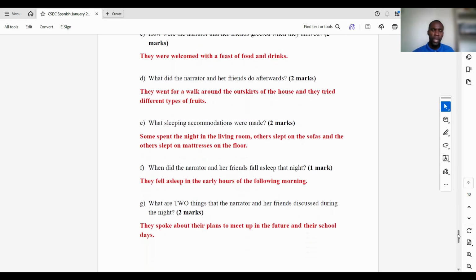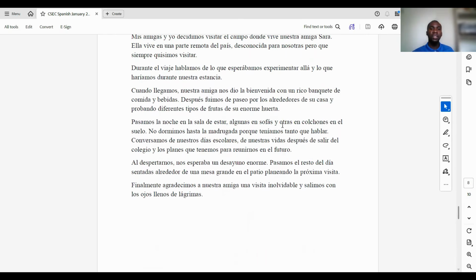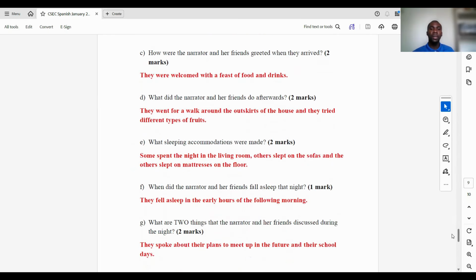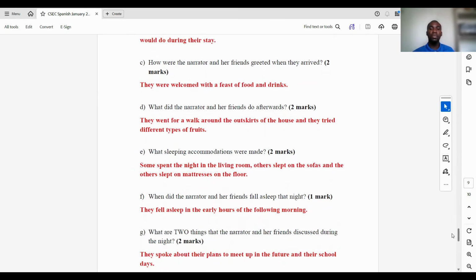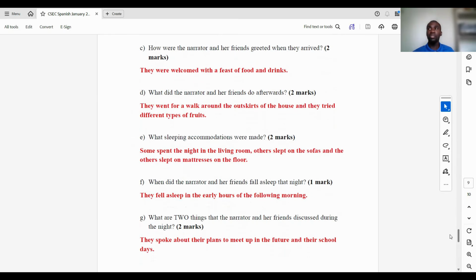F, when did the narrator and her friends fall asleep that night? So it says here, no dormimos hasta la madrugada porque teníamos tanto que hablar. So we did not sleep until dawn, or early morning, or the wee hours of the morning, because we had so much to talk about. They had so much to talk about. So that's the reason that the narrator and her friends fell asleep so late. So they fell asleep in the early hours of the following morning, la madrugada, right?